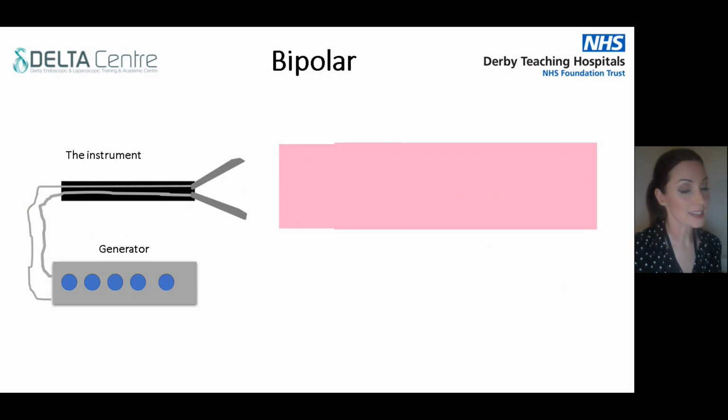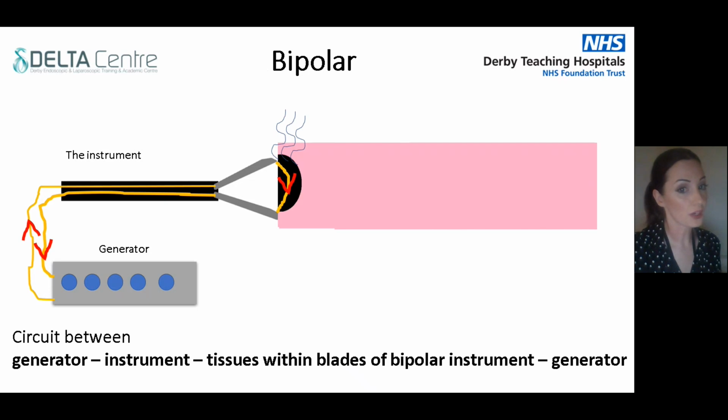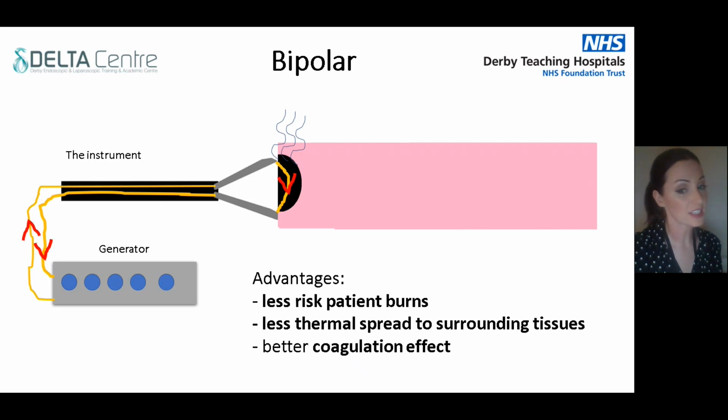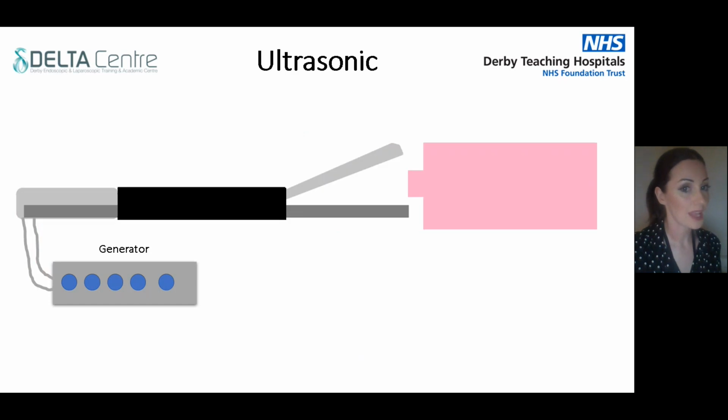Bipolar energy devices differ in that the current, instead of being returned via a return electrode to the generator, is limited to generating an effect between two blades of the surgical instrument. And this, by contrast with monopolar, confers the surgical advantages of less risk of patient burns, less thermal spread to surrounding tissues, and generating a better overall coagulation effect.